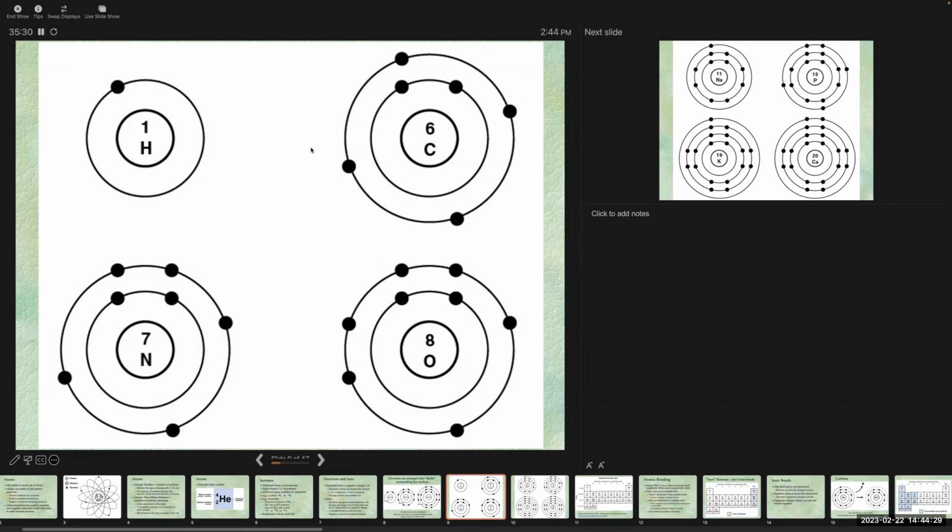Nitrogen has an atomic number of 7, meaning 7 protons in the nucleus. It's also going to have 7 electrons orbiting the nucleus. 2 are going to go in the first shell, and then the remaining 5 electrons have to go into the second shell. Oxygen has an atomic number of 8, so it has 8 protons in the nucleus. And in the electrically neutral form of oxygen, it's going to have 8 electrons also, 2 in the first shell and 6 in the second shell.